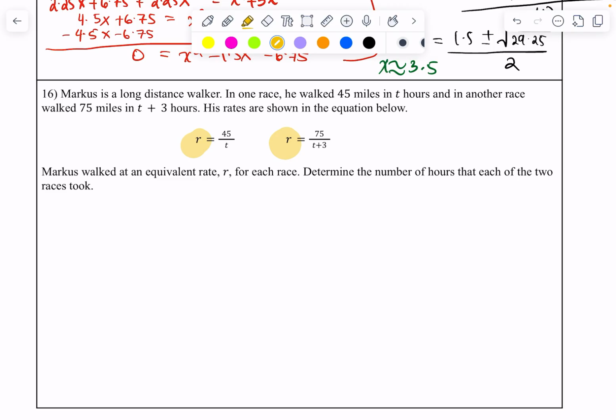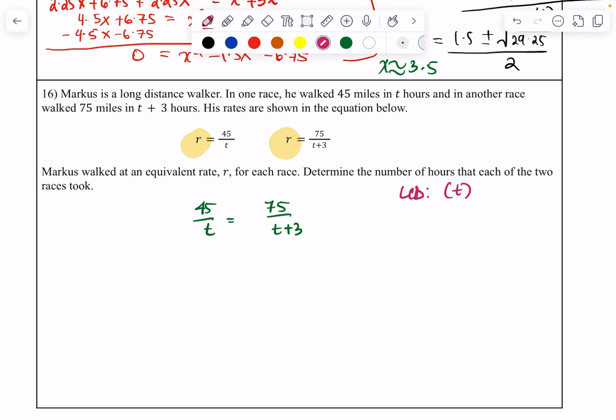So we have two different races. We could call them race 1 and race 2, I guess. If they are equivalent in rate, I could just set them equal to each other: 45 over t is equal to 75 over t plus 3. We could do LCD or we could do cross multiplication. Let's do LCD for this one for fun.